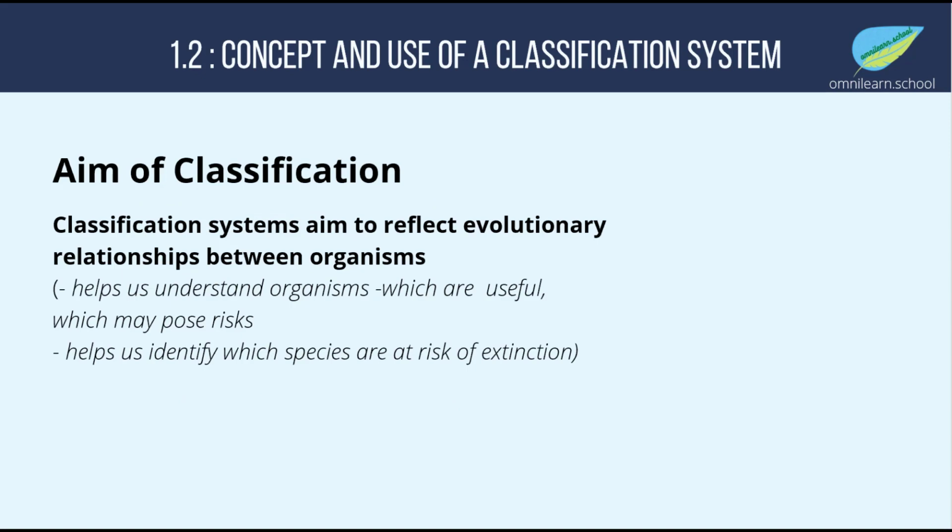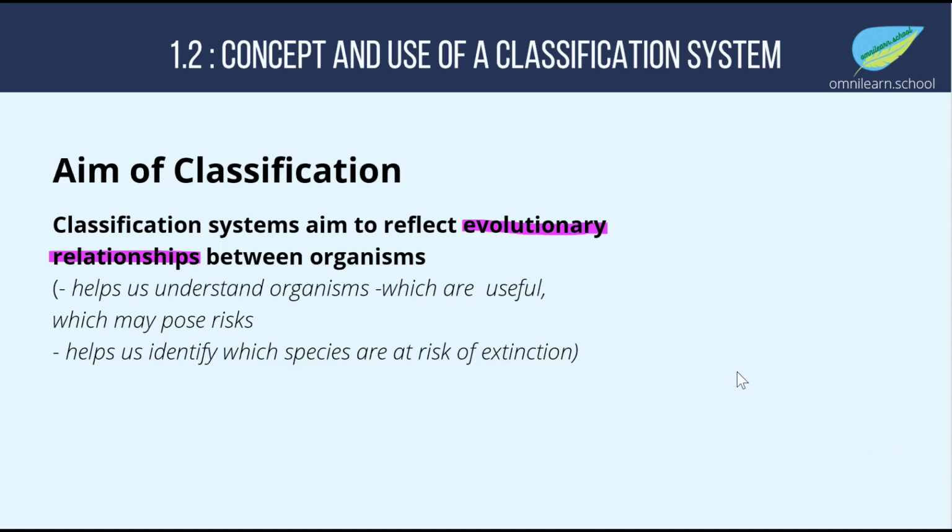Why do we learn classification? What is the aim of classification? Classification systems aim to reflect evolutionary relationships between organisms. So the key word here is evolutionary relationships. So classification systems aim to reflect evolutionary relationships between organisms.